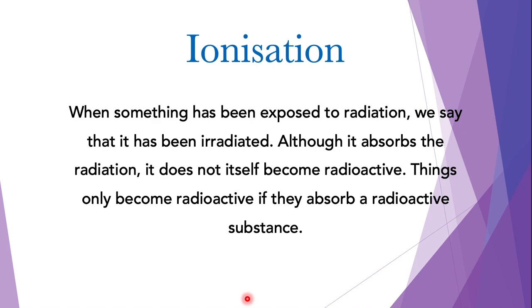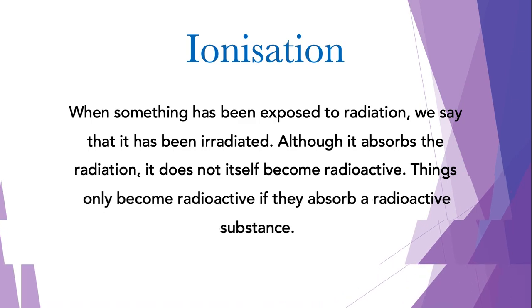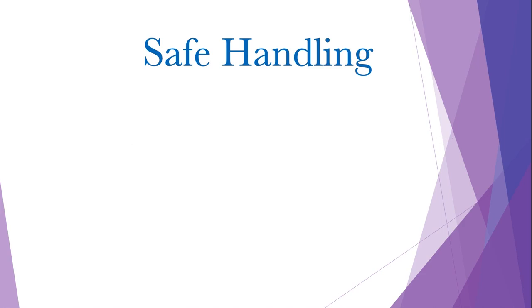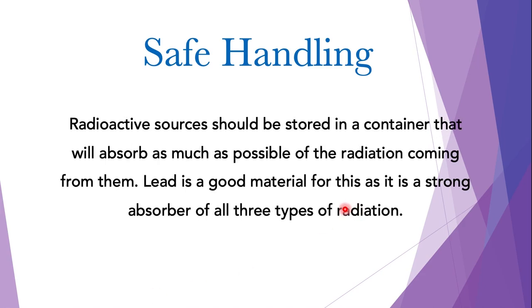So, knowing about the radiation produced by radioactive materials tells us how to handle them as safely as possible so that we do not get contaminated or irradiated. This is where safe handling comes in. When we are handling different radioactive sources, what are the things that we should do to keep ourselves safe from these radioactive substances? So radioactive sources should be stored in a container that will absorb as much as possible of the radiation coming from them.